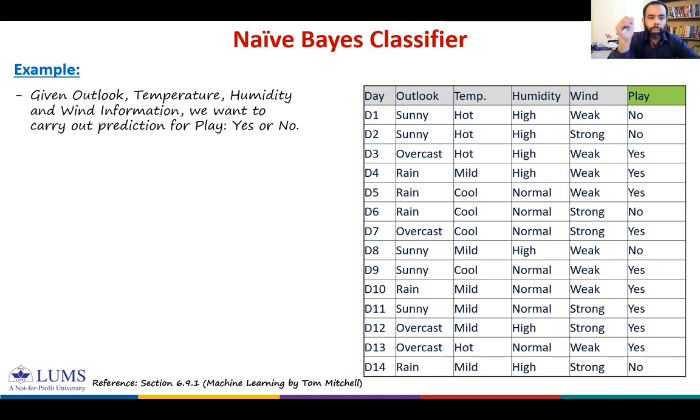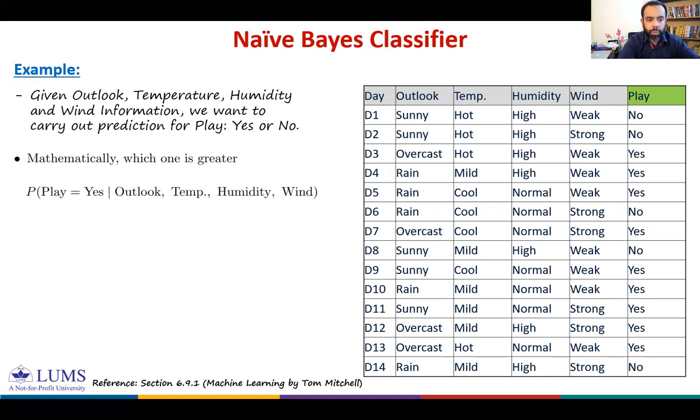We're given temperature, humidity, outlook, and wind information, and we want to build a classifier that can help us in predicting the play, whether play is equal to yes or play is equal to no. Mathematically, it simply means we want to compute these two probabilities: probability that play is equal to yes given information about these four features, or play is equal to no given these four features.